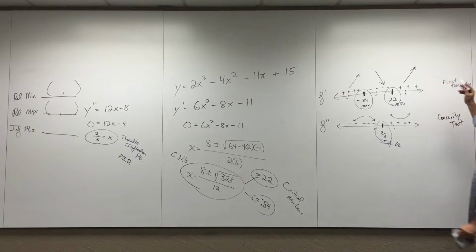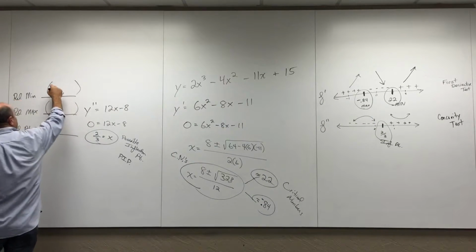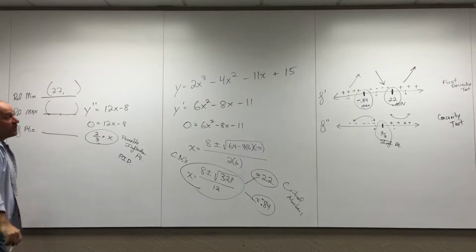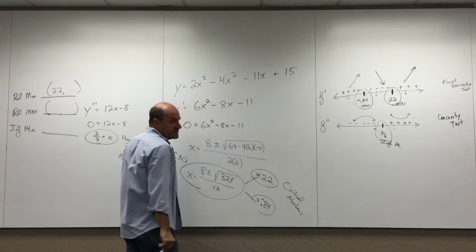All right, where am I? Is there a min? Oh, yeah, there's a min. It's approximately, the x value is approximately 2.2. If I want the y value, I'm going to plug that in, and it'll be an approximate y value.